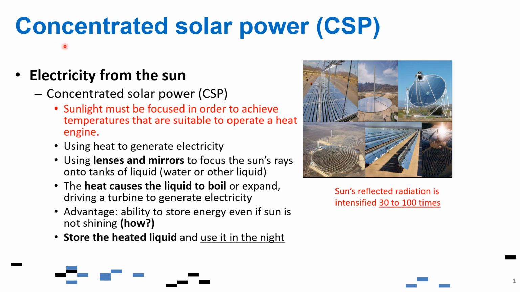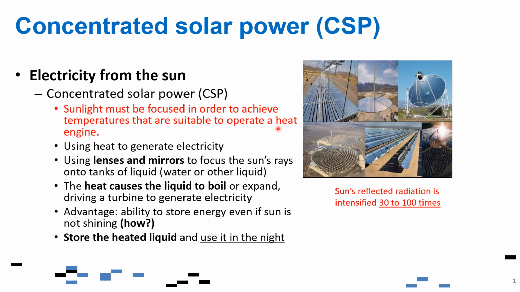Aside from solar PV systems, another way of producing electricity from solar radiation or solar light is through the concentrated solar power system, or CSP. In this system, we can also generate electricity by focusing the sun to achieve a really high temperature in a suitable fluid to operate a heat engine.